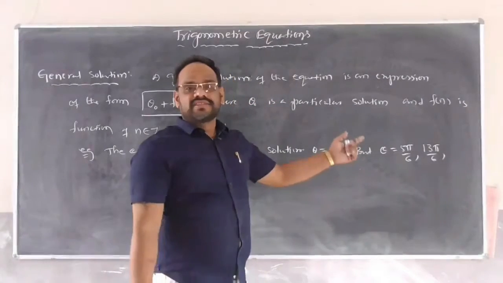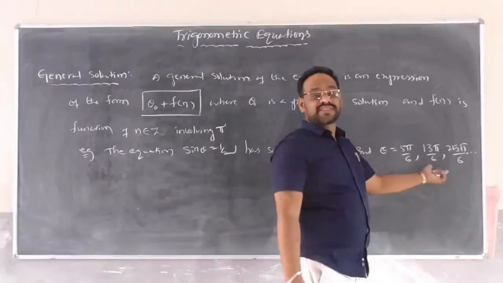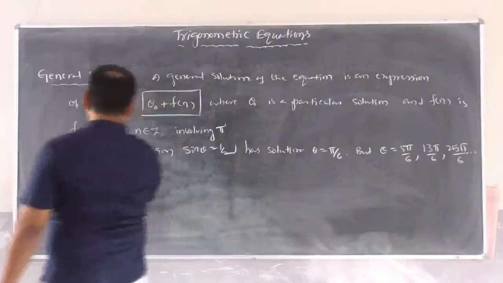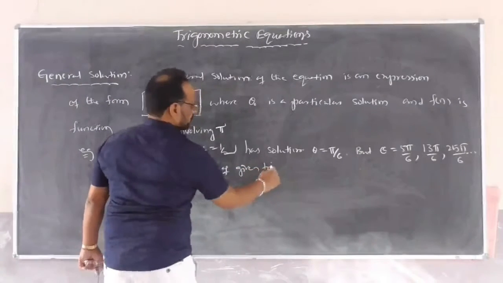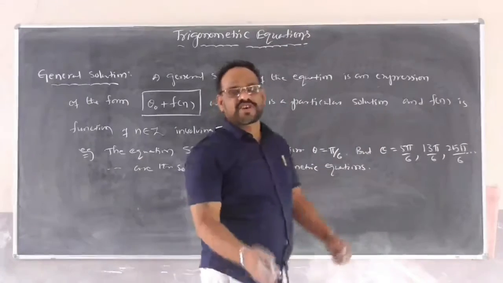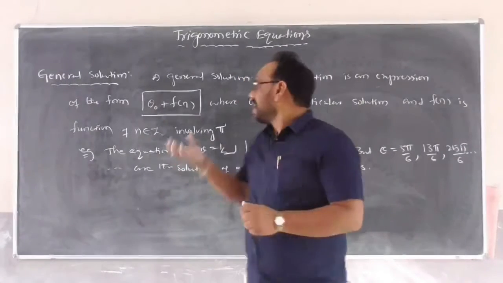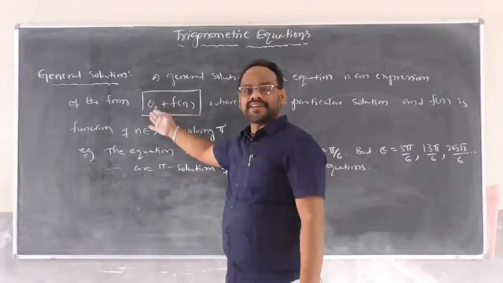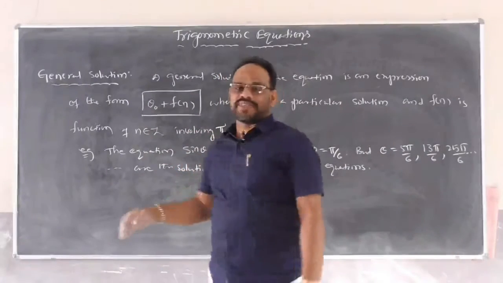And 25 pi by 6 also will satisfy the given trigonometric equation, and so on. These are the solutions of the given trigonometric equation. The general solution is an expression that involves theta naught and f of n. Theta naught is nothing but a particular solution, and f of n is nothing but a function of n, where n belongs to z, involving pi.